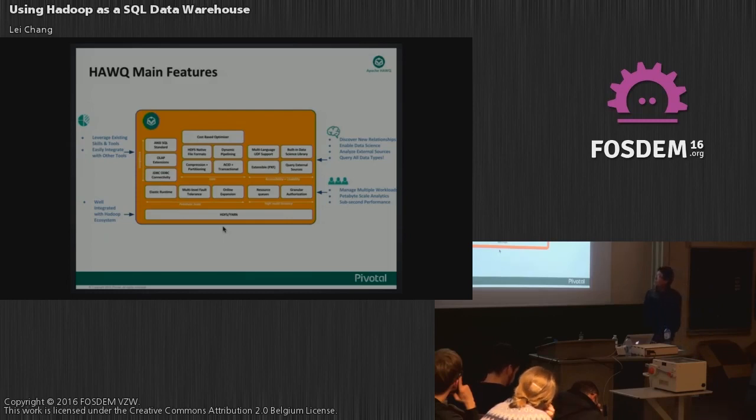And Hawk supports petabytes of data, it's petabyte scale. Internally, we have an elastic runtime to support such a large scale. And from the fault tolerance side, we support multi-level fault tolerance.